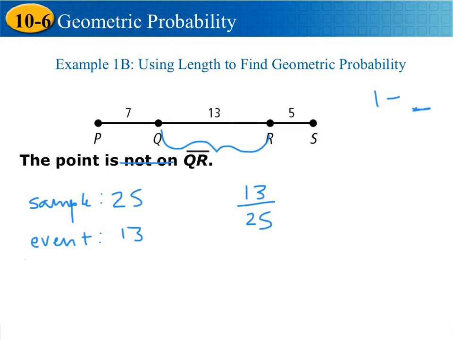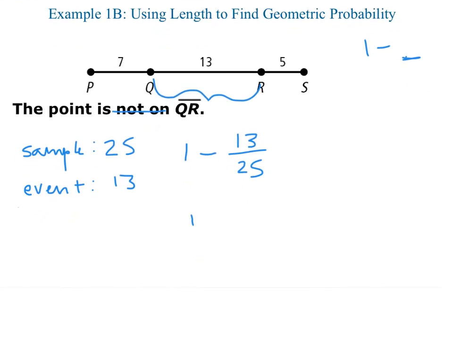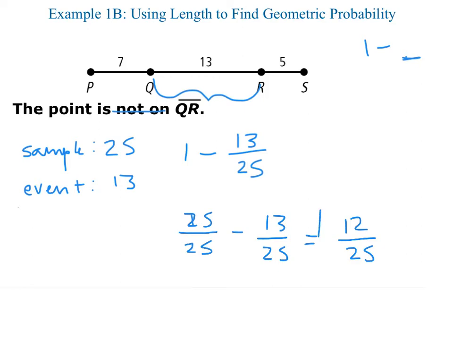Now to find when it's not on QR, we would just do 1 minus what we found. So when subtracting a whole number and a fraction, we need to change this to have the same denominator. So 1 we would change to 25 over 25 minus 13 over 25, which would give us 12 over 25. So our probability that it's not on QR is going to be 12 over 25.